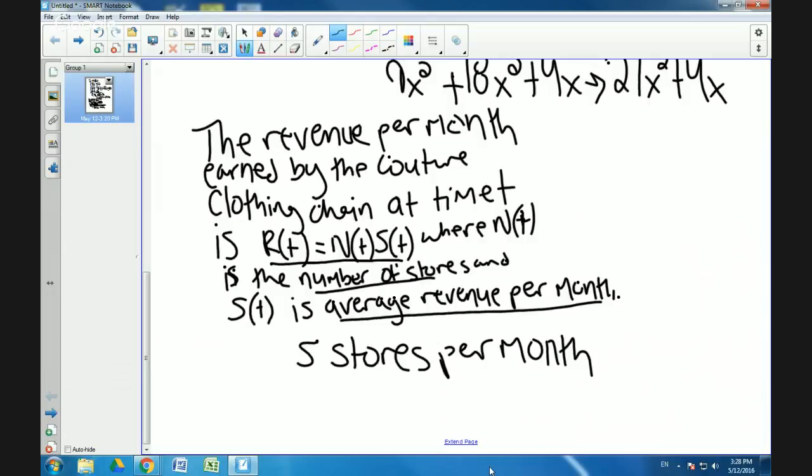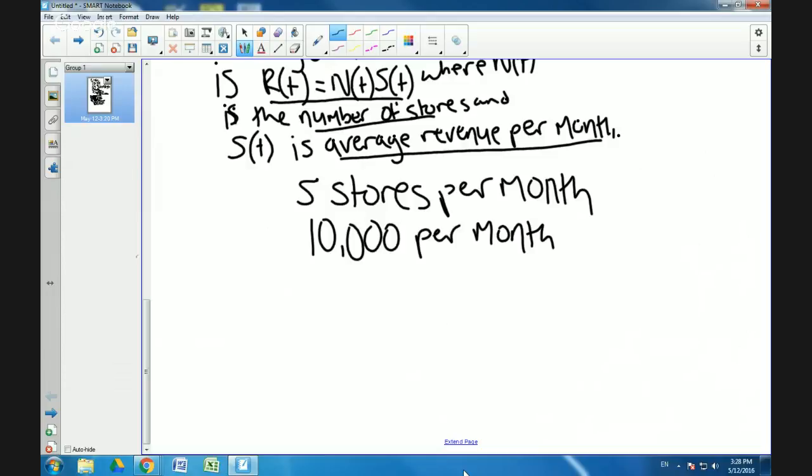And then more useful information in this problem is that advertising is used to increase the average revenue per store at a rate of 10,000 per month. So for part A, we're asked to show that total revenue will increase at this rate. So we need to prove that this happens.